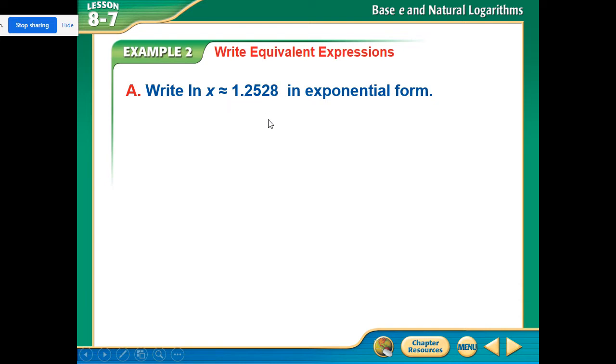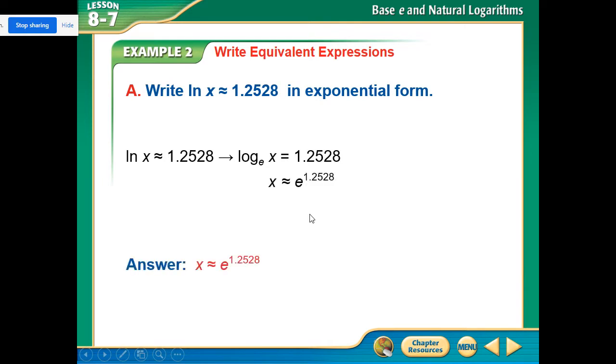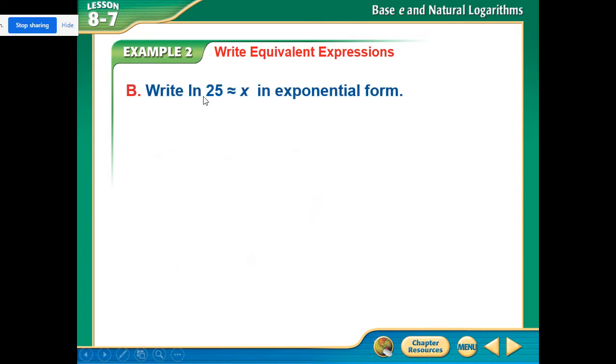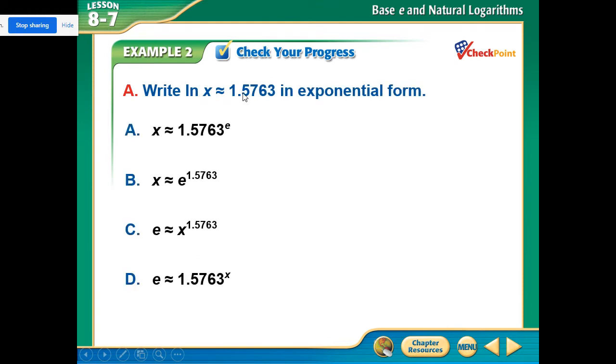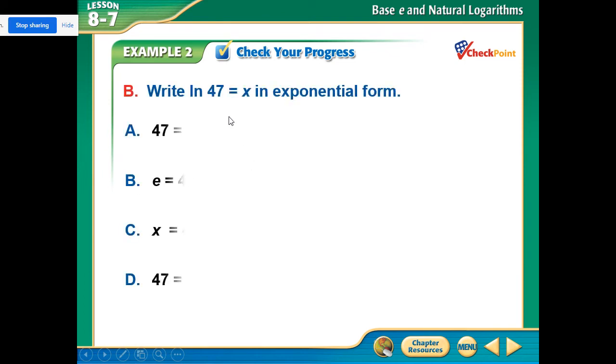And we can go ahead and take this and write it in exponential form if we want. So we can go ahead and go backwards. So again, this is going to be base e, so e to this power is going to equal x. And then here, e to the x is going to equal 25. So e to the power is going to equal x, or x is going to equal e to that power. And here, 47 is going to equal e to the x.